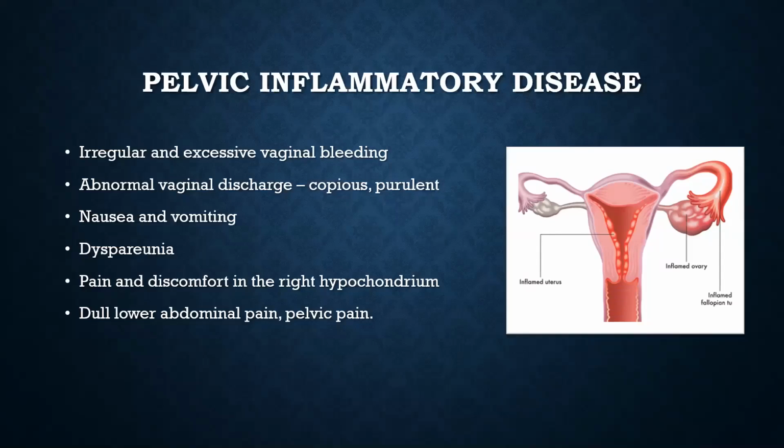We'll see a few symptoms the lady may come with: irregular and excessive vaginal bleeding, abnormal vaginal bleeding, copious and purulent discharge, then nausea and vomiting, dyspareunia. I'll not talk about the rubrics of dyspareunia, which we have already dealt with before. Then we have pain and discomfort in the right hypochondrium, dull lower abdomen pain, and pelvic pain. Finding a pelvic inflammatory disease rubric becomes a little difficult. It is available for sure, but what we are going to do is first see the symptoms.